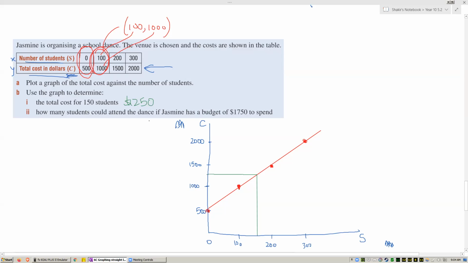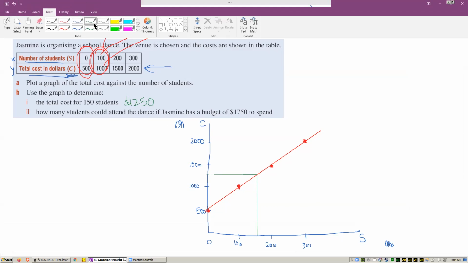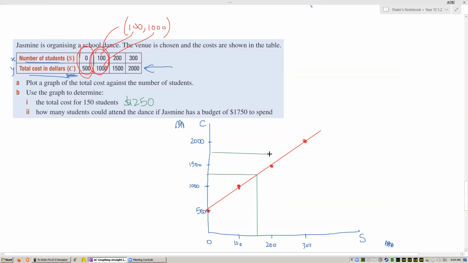Okay, it says how many students could attend the dance. And by the way, this is very similar to the previous exercise. So once you've drawn the graph, these questions are basically a repeat of everything that we did in the last exercise. How many students could attend the dance if Jasmine has a budget of $1,750 to spend? $1,750, keep using green pen. $1,750 is roughly around over there. Draw a line straight down, and we can guess around 250. 250 would be our answer there.